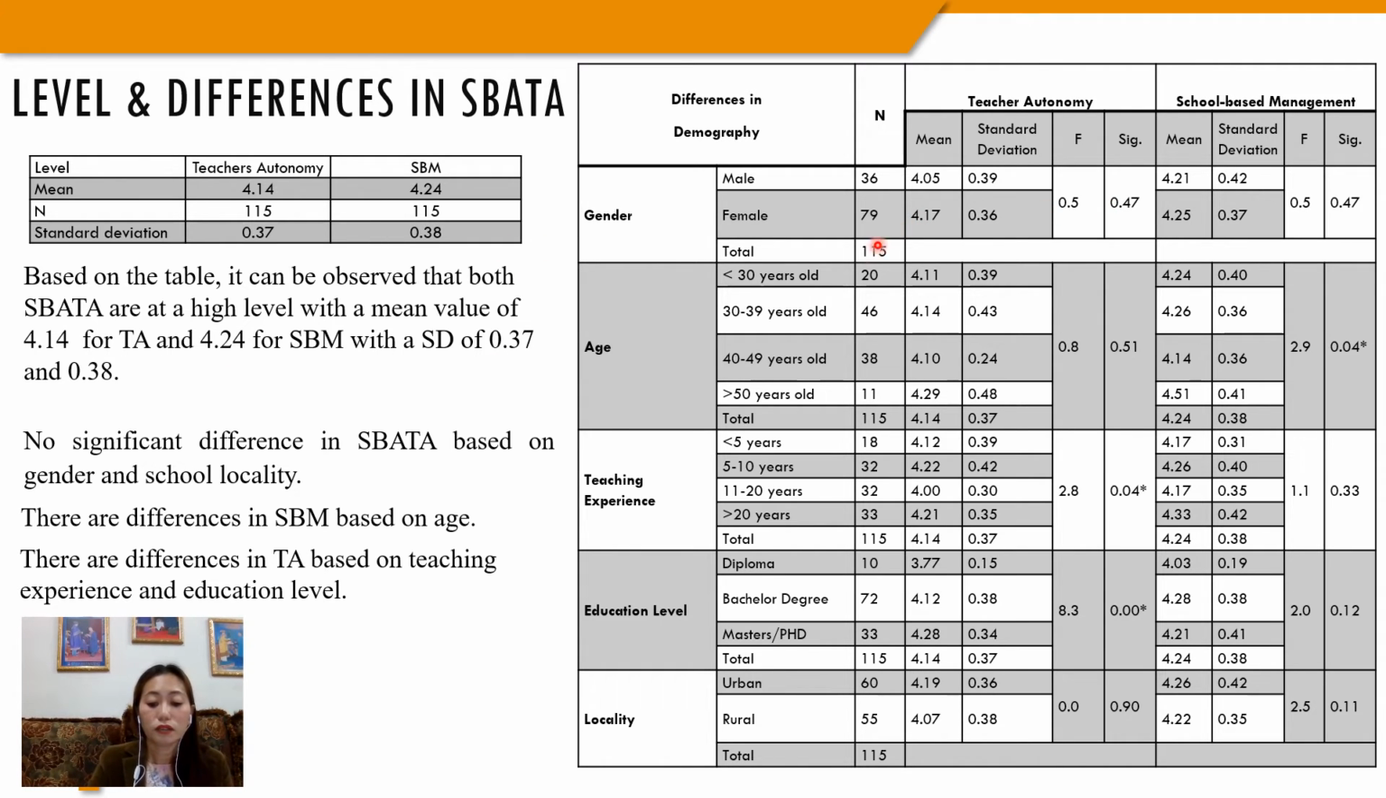Next is the result of the independent t-test and one-way ANOVA that analyze the differences in SBATA based on gender, age, teaching experience, education level, and locality. From the result, we can see that there are no significant differences in SBATA based on gender and locality. However, there are differences in school-based management based on age. And there are differences in teacher autonomy based on teaching experience and education level.